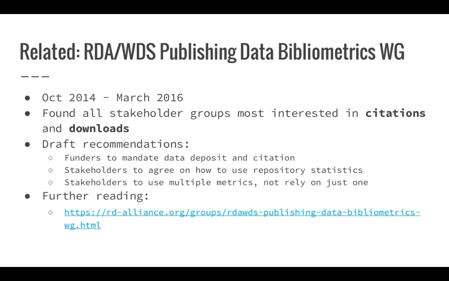The group is developing a set of recommendations. They're not finalized yet, so I've just put on some extracts from the draft of the recommendation documents. And they're to try and make it easier to get these kind of metrics. They're encouraging funders to mandate both data deposit and the citation of data, so that it's easier to spot the impact of data in the literature. They want stakeholders to agree on how to use the statistics that repositories are in a good place to collect.